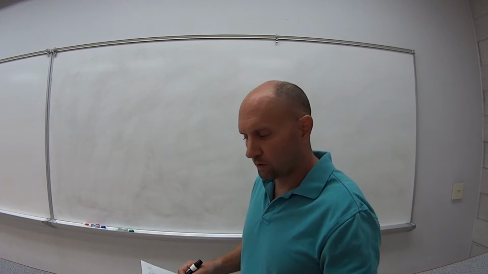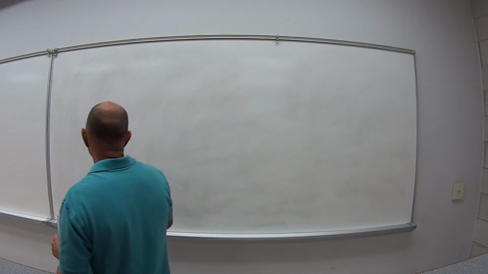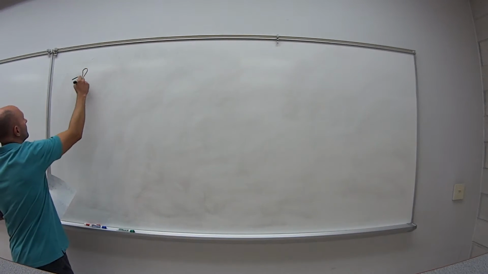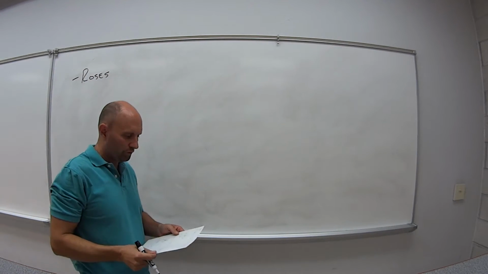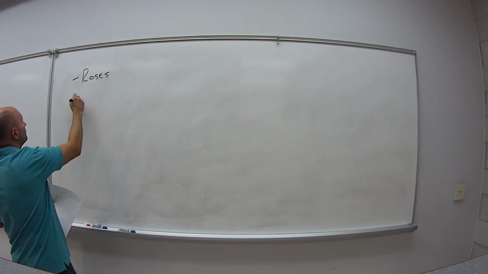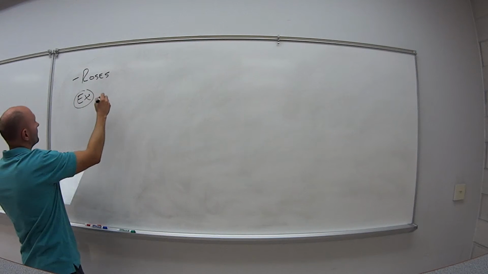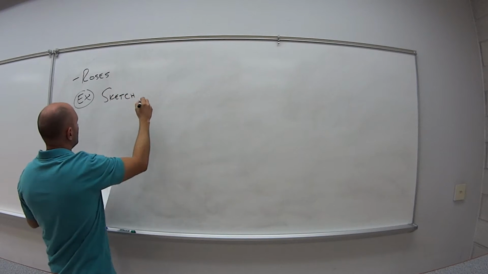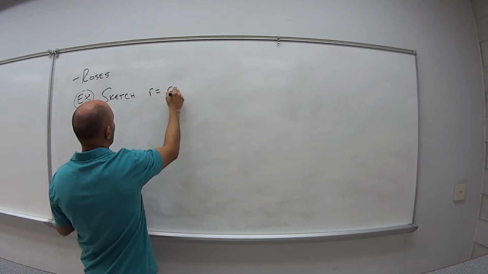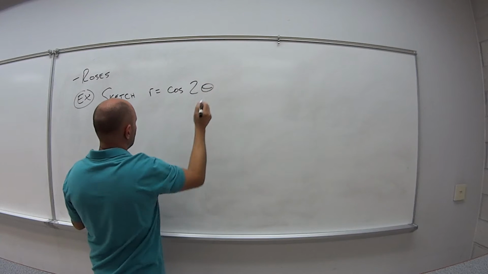And in this section we'll continue looking at our polar graphs, and specifically we are now going to be looking at the graphs of roses. So let's say we have the following equation. Let's say we want to sketch r is equal to cosine of 2 theta.